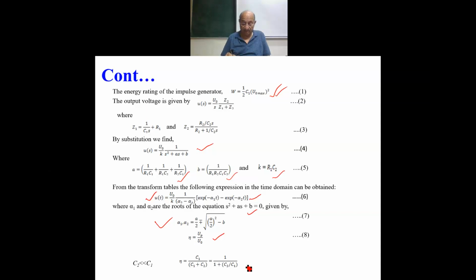The efficiency can also be given as C1 upon C1 plus C2, and is equal to 1 upon 1 plus C2 by C1, isn't it? So for higher efficiency, what is desirable is that C2 should be smaller than C1, or C1 should be as great as possible compared to C2. That will reduce the factor C2 by C1 and the efficiency will be more. So C1, the charging capacitor of the generator, should be much greater than the capacitance offered by the test object.